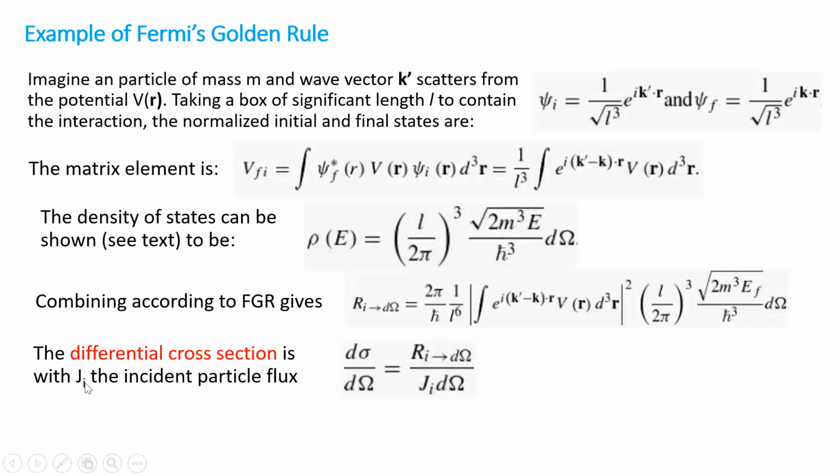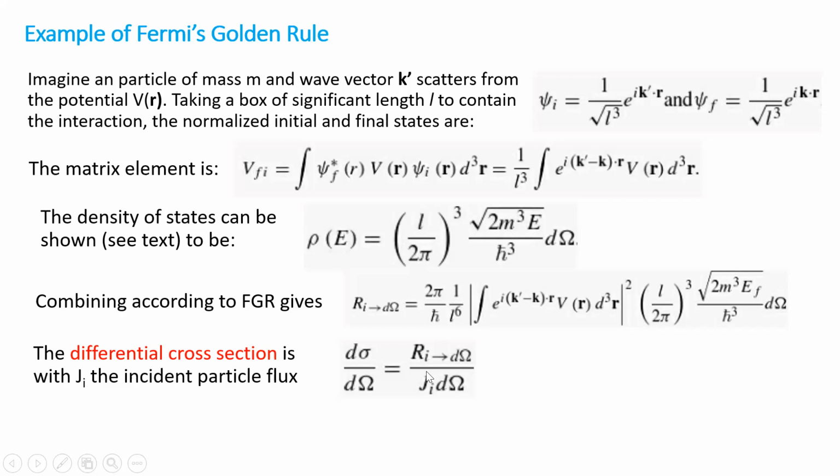So if J_i is the incident particle flux that's coming in, so we have now a bunch of particles coming in, and the particle flux means the number per unit area per unit time. Then the differential cross section would be the rate of transitions from the initial state into the solid angle, divided by the solid angle, divided by the incident particle flux, okay?